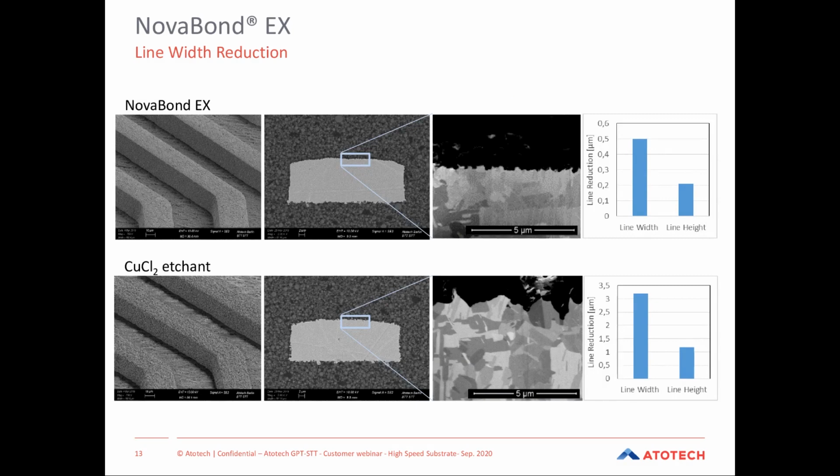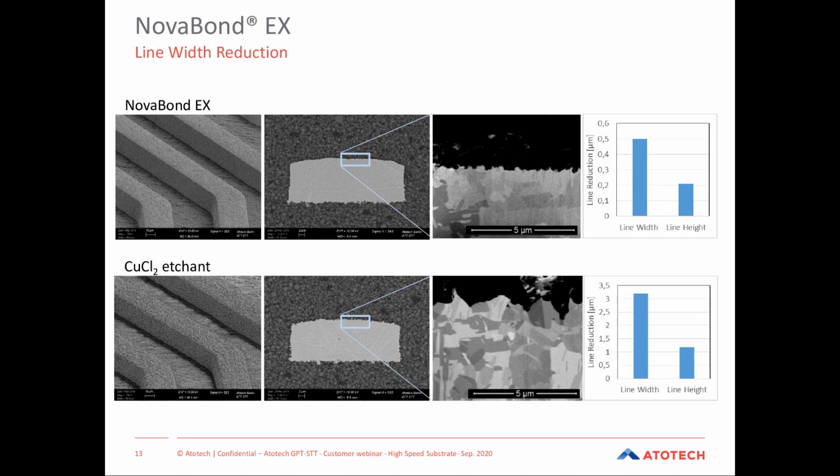And one more factor, of course, which I didn't show here, for the high frequency signal loss, is not only the roughness but also the line width reduction. This is very important, as it takes part, by some percentage, in affecting the signal loss in high frequency applications. So that's why we investigated novel Bond EX.